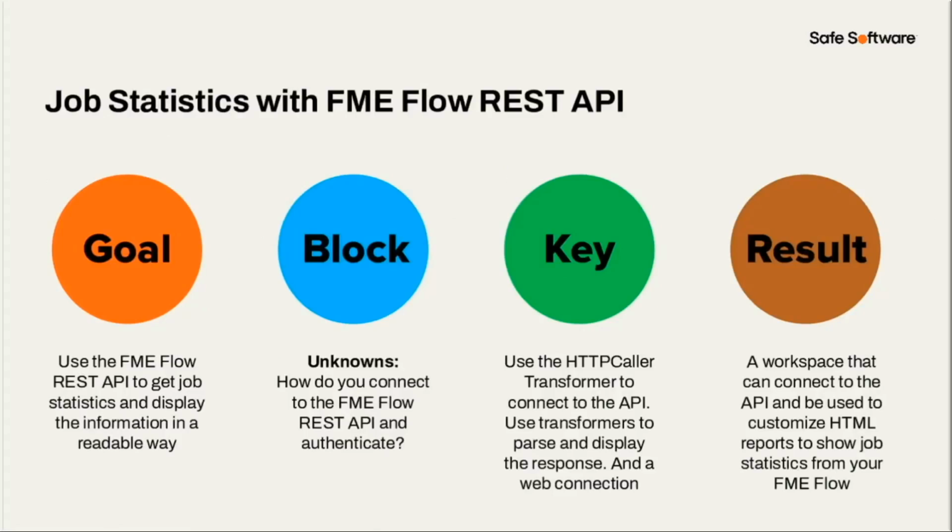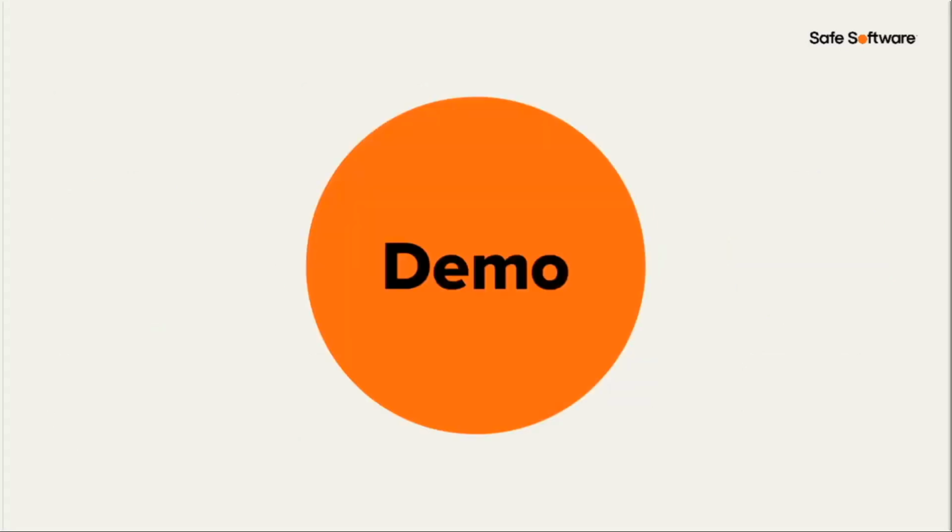So, to gather job statistics with the FME Flow REST API, our goal is to be able to display this information in a readable way. But our unknowns are, how do we connect to the FME Flow REST API and authenticate? The key here will be to use the HTTP caller transformer again to connect to the API. We'll use transformers to parse and display the information. Our result will be that we will have a workspace that can connect to the REST API and show a customized HTML report to show various job statistics. Okay, on to the demo.